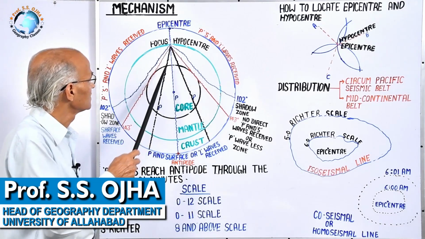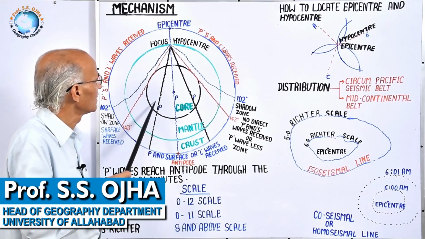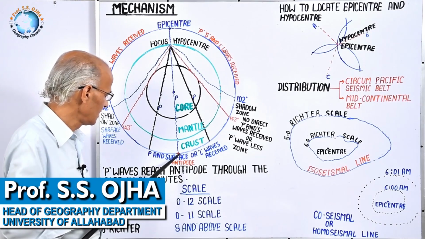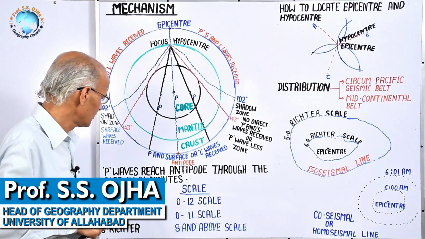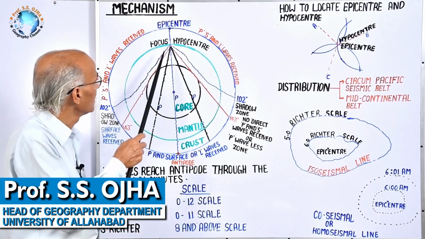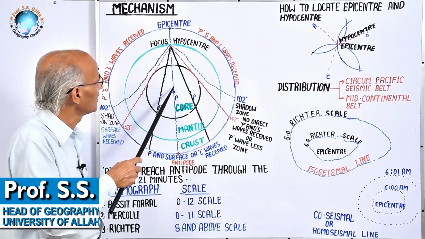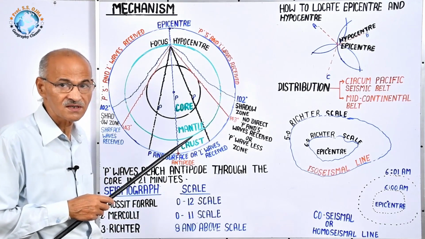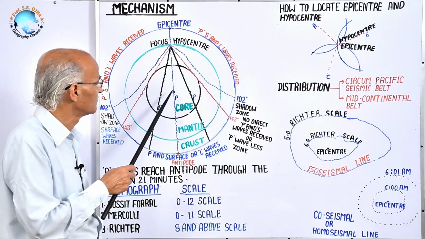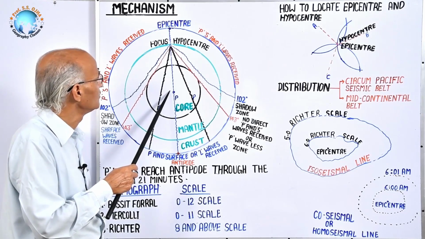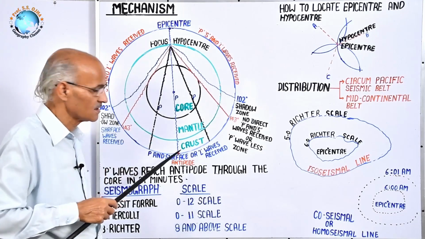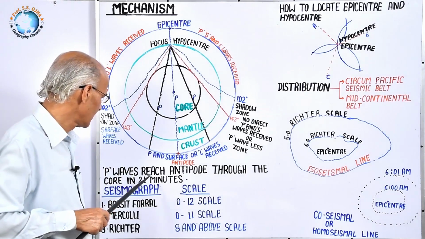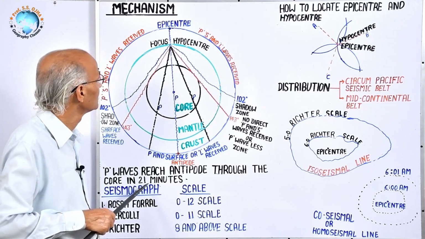They cross the core of the earth and reach the antipodal point in a duration of 21 minutes, because as you know, the speed of the primary wave is 6 to 7 km per second. On the basis of this speed, and knowing the diameter of the earth, you can do this math and find the value of 21 minutes.